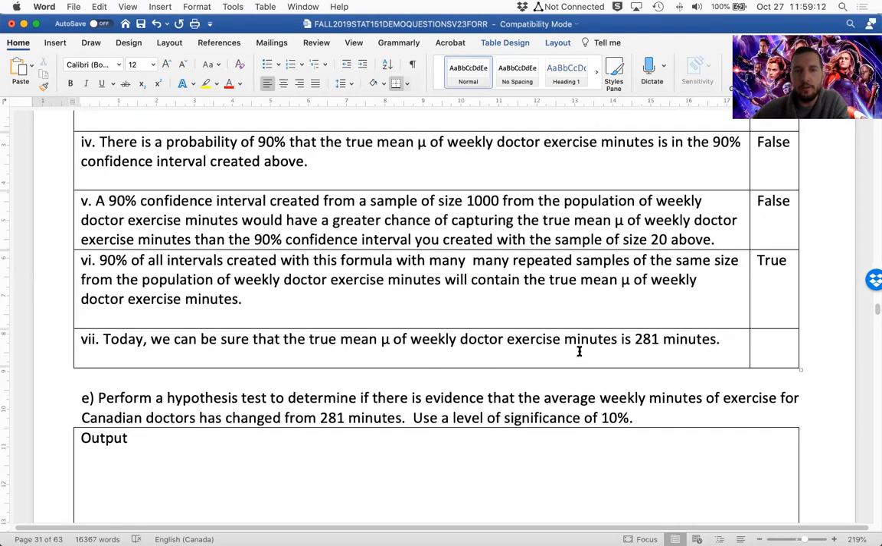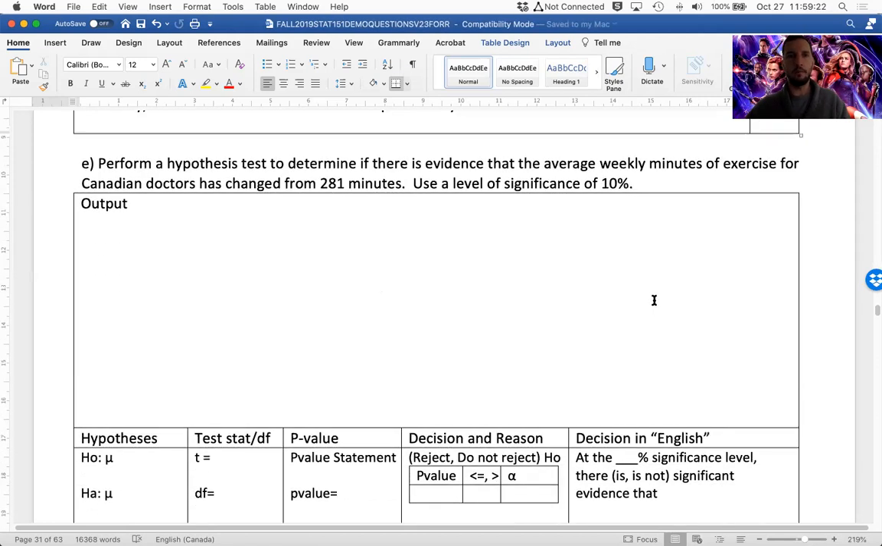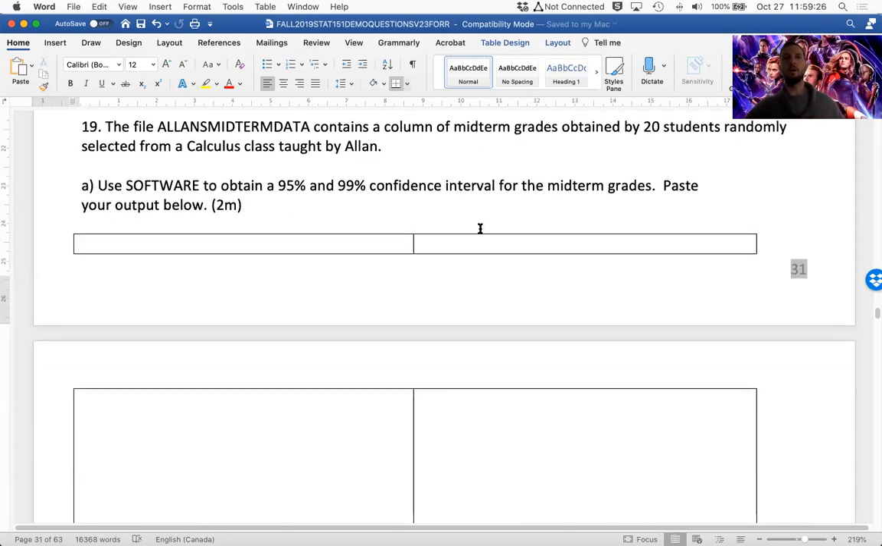Today, we can be sure that the true mean is 281. No, this is false. Obviously that's false based off of what we just discussed, right? Okay, part E, we haven't done hypothesis testing yet. Okay, so that brings us to 19.